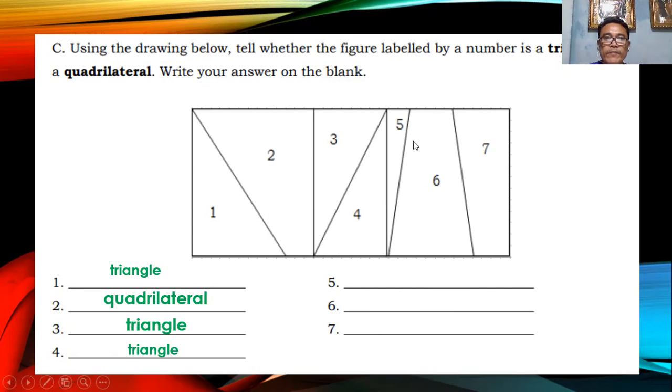Number 5, it has 3 angles. So this is a triangle. And number 6, quadrilateral. And the last is also a quadrilateral.